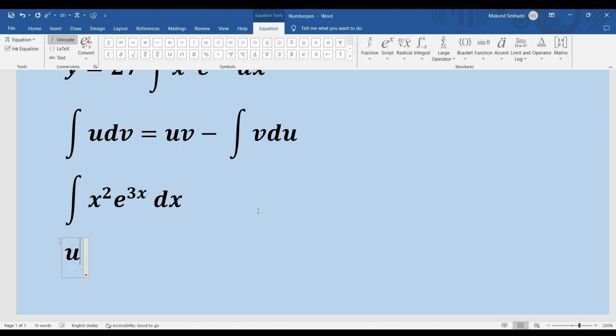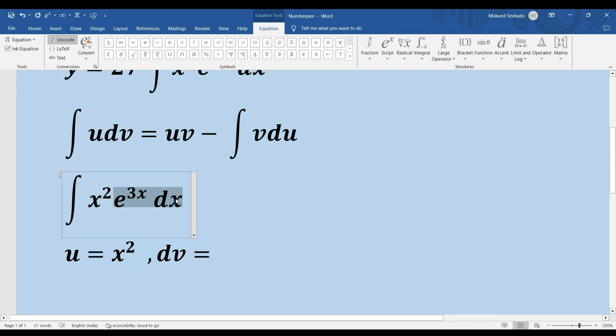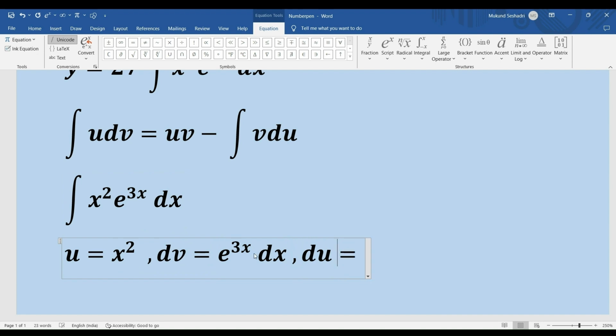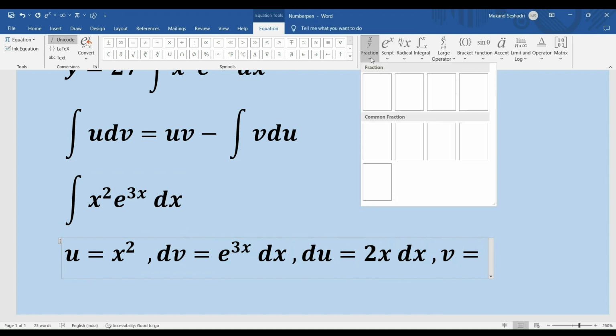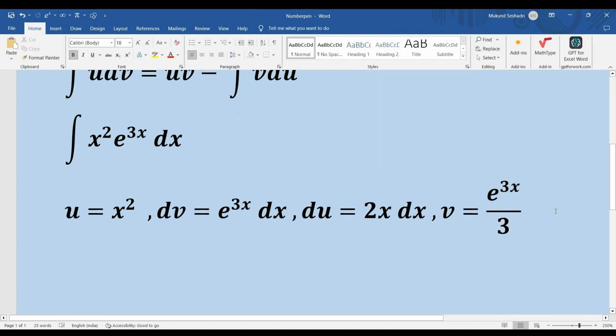I'm going to write down my u. My u is x square, which means my dv is e to the power 3x dx, right? Which means my du is 2x dx. My v is nothing but integral of e to the power 3x dx, which is nothing but e to the power 3x by 3. Right, now we'll reserve our constants towards the end.